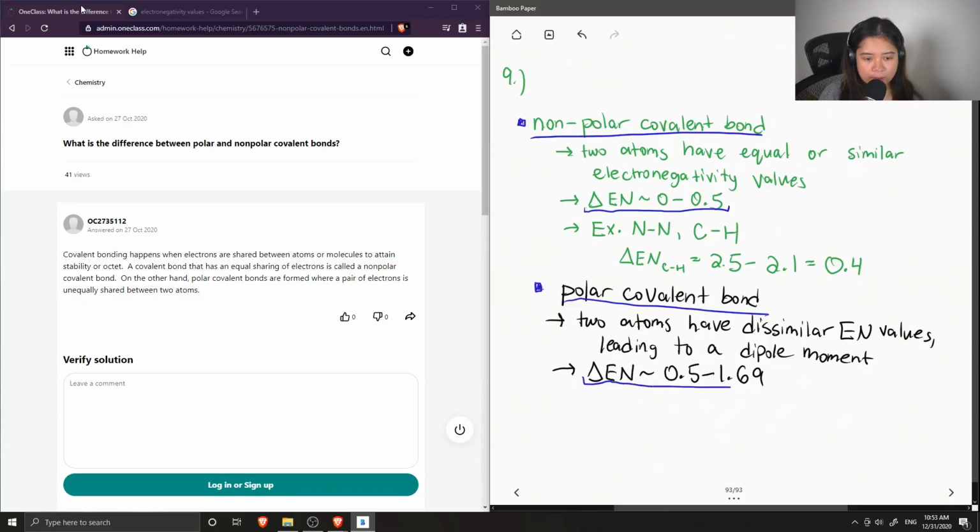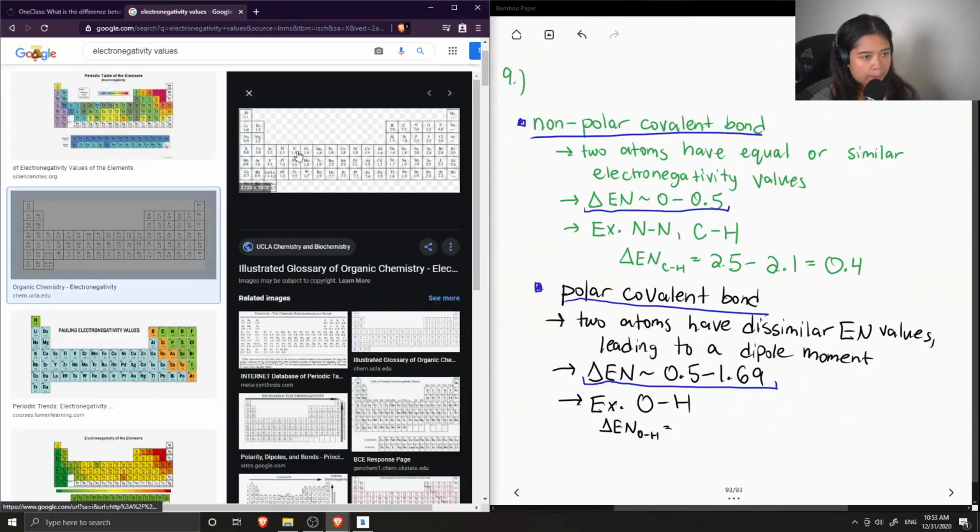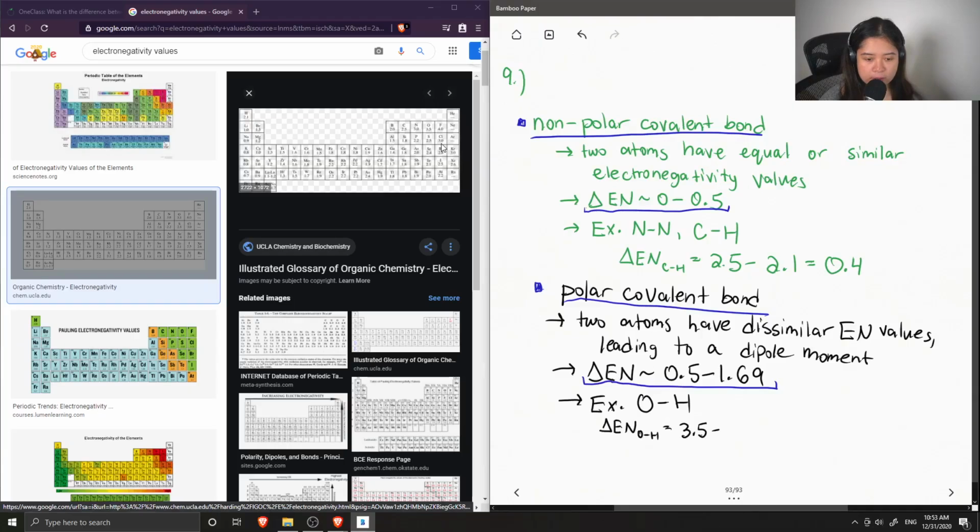Okay, so let me underline this as well. And let's look at some examples. So let's say we had the bond between oxygen and hydrogen. Let's calculate its difference in electronegativity. Oxygen has an electronegativity value shown here at 3.5, and hydrogen's is 2.1. So this difference in electronegativity is 1.4. So this lies within the range 0.5 to 1.69. So this makes the oxygen-hydrogen bond a polar covalent bond.